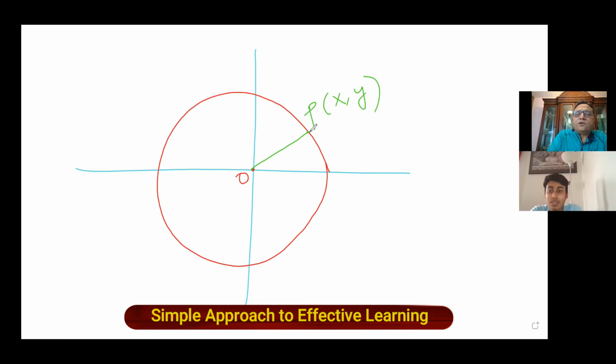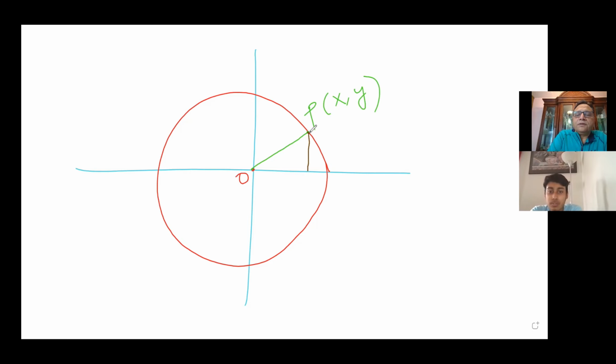As you can see here, if I drop a perpendicular from here, what is X? X is this coordinate value, that length, right? And Y is this length. Is that okay? So basically rise and run, right, sir? Rise and run. And this is the radius r. And as you said, radius r will be equal to square root of x square plus y square.